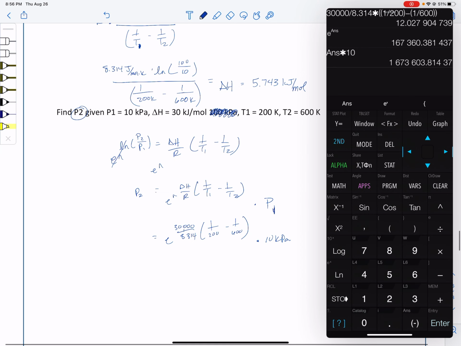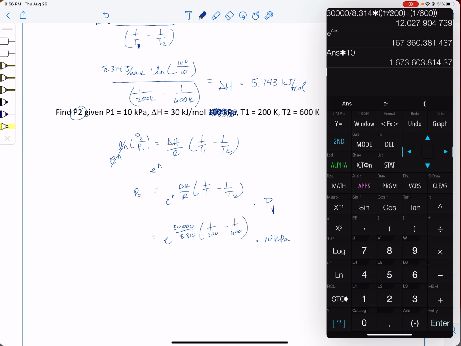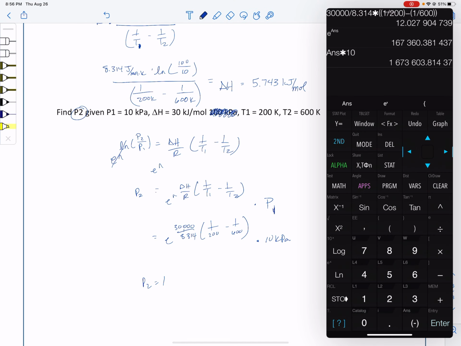There's a reason it's such a big number, and it's because that's a huge temperature jump right in there. But the pressure 2 is going to be 1673603, and we'd probably round that one to 3 sig figs. So it'd be like 167 kilopascals.